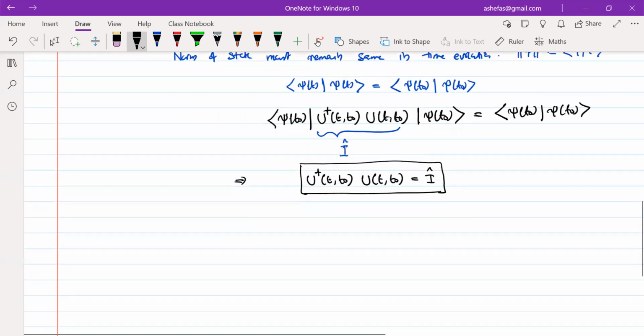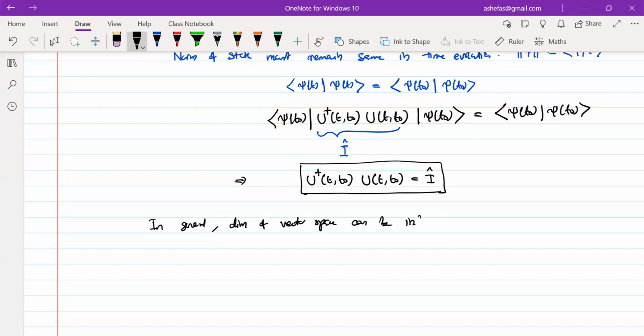Usually this is enough, provided the dimension of the vector space is finite. But in general, the dimension of the vector space need not be finite. In general, the dimension of a vector space can be infinite.